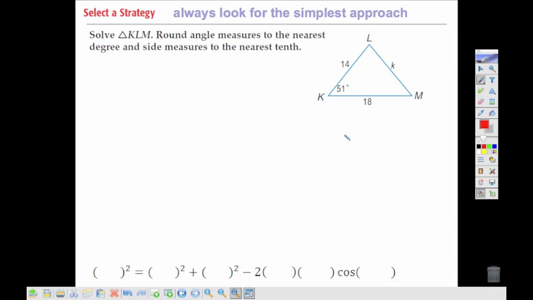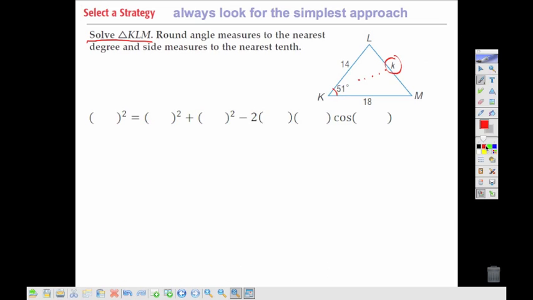Now looking at this one, they say to solve the triangle, which means we need to have every side and every angle. Now looking at it first, we want to decide, can I use the law of sines? Looking at this angle where it is, this is the only angle I'm given, so I can't find any other angles right now by subtracting from 180 or any other method. So the only choice I have is to look across from that. I don't have a matching pair there, so I have to use the law of cosines.